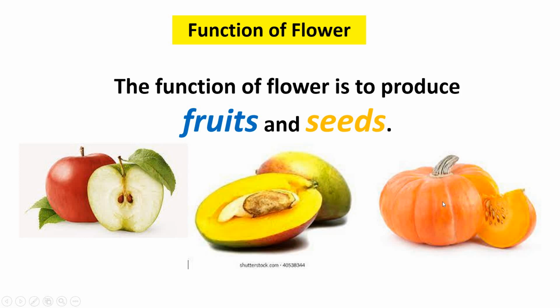In the same way, pumpkins, we eat this. Pumpkin is also a fruit of the pumpkin plant, okay, but we use that as a vegetable, but it is actually the fruit of the pumpkin plant, and inside that pumpkin fruit we find numerous seeds, and these seeds are ready to produce another pumpkin plant. Okay, dear students, I hope I have made you understand the two concepts, the types of flowers and the function of flower.